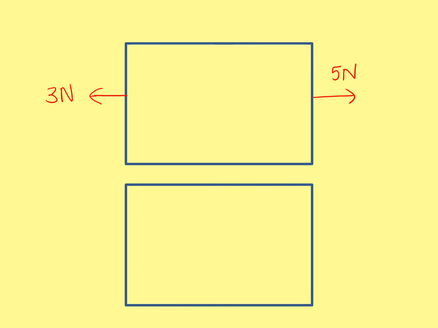Given that these two forces are acting in different directions, you find the resultant force by doing the larger force take away the smaller force. So 5 take away 3 is 2 newtons, and it's going to be acting in the same direction as the 5 newton force was. This is called the resultant force, or the overall force.